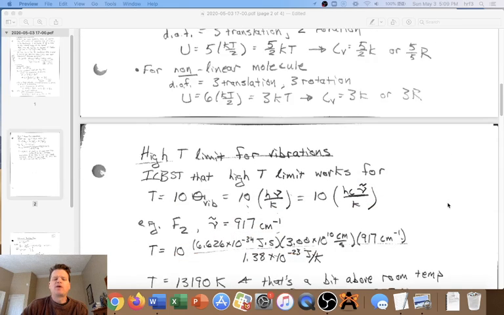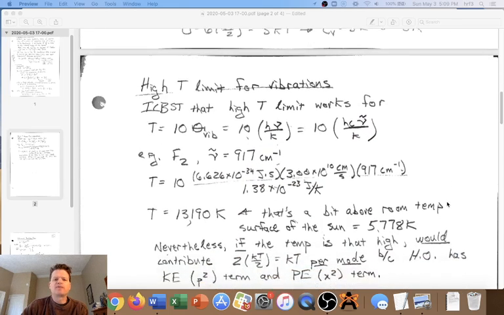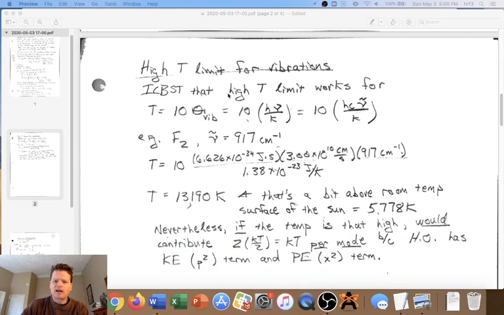Pretty cool. Okay, now what about vibrations? It can be shown that the high temperature limit works for vibrations when the temperature is equal to 10 times the vibrational temperature. This is very similar to the rotational temperature. Basically, you have your eigenvalue gap, h nu over k.